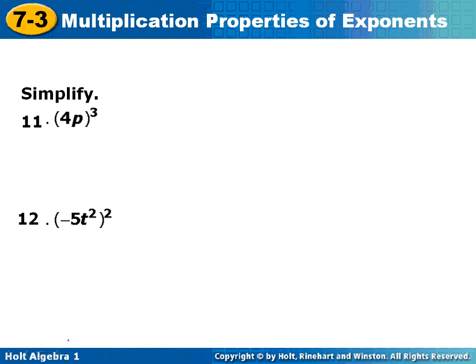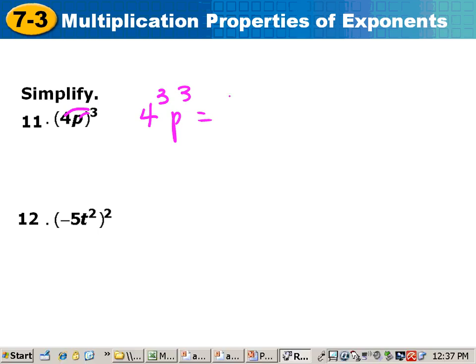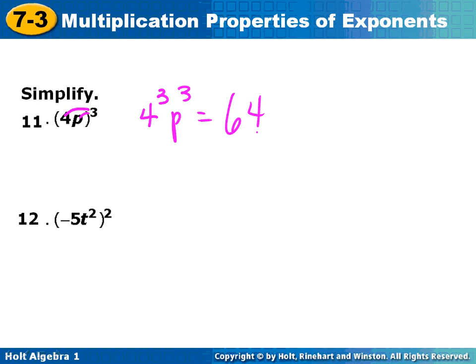Let's try number 11. This 3 is going to have to go to both. So that's going to be 4 to the 3rd, p to the 3rd. 4 to the 3rd is 64, p to the 3rd. We have all of our positive exponents. We don't have any power to a power, and there's nothing else that needs to be multiplied.